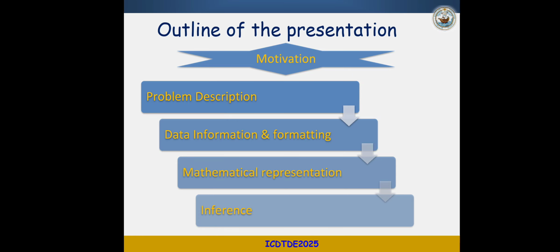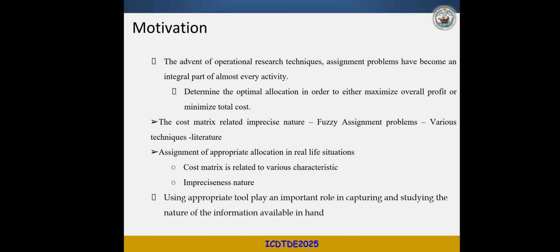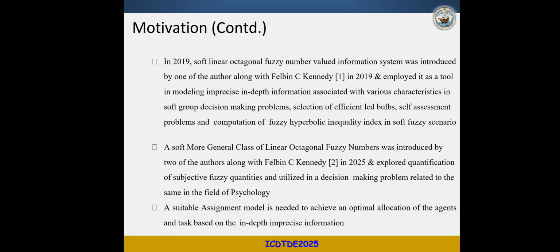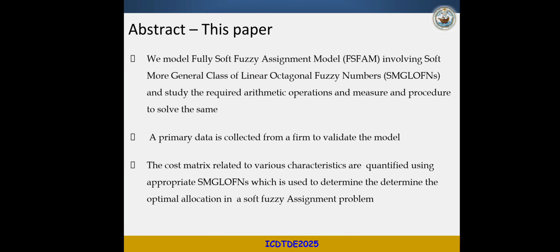So the outline of the presentation starts with motivation, problem description, data information, the mathematical representation and the inferences. We know assignment problems play a major role in operations research problems, locating the appropriate minimal cost and maximum profit. Whenever it deals with impreciseness, the fuzzy assignment problem is modeled, but whenever impreciseness along with characteristics is involved, we need an appropriate tool. So we have developed two papers which involve a soft fuzzy environment, which takes care of such situations. In this paper, we have developed a fully fuzzy soft assignment model. We have collected the primary data, and the cost matrix related to this is quantified using the SMGL fuzzy numbers.